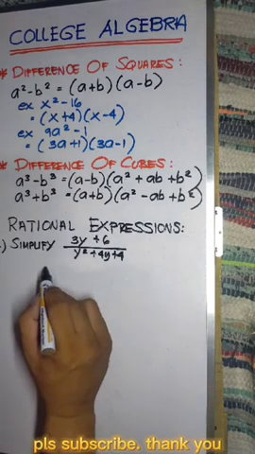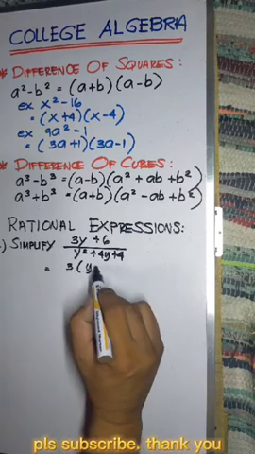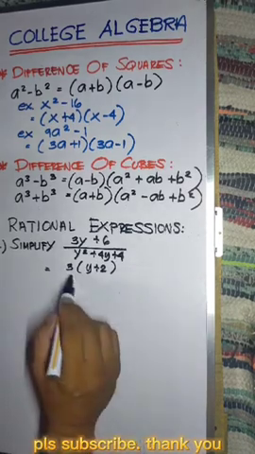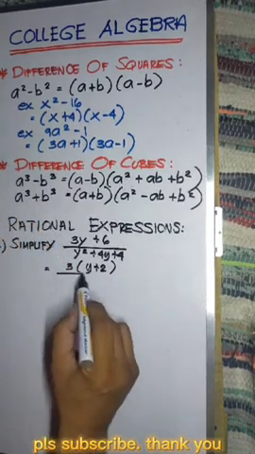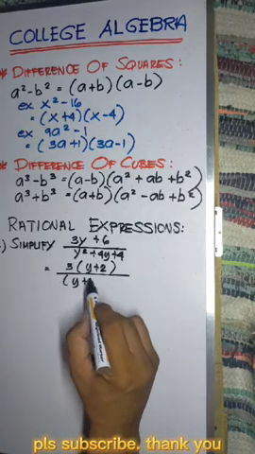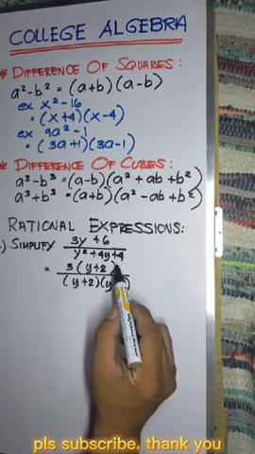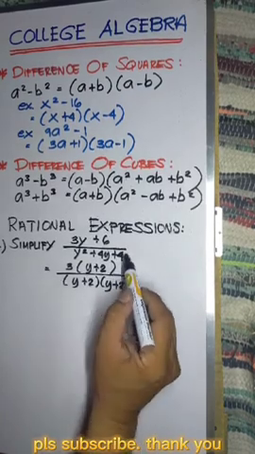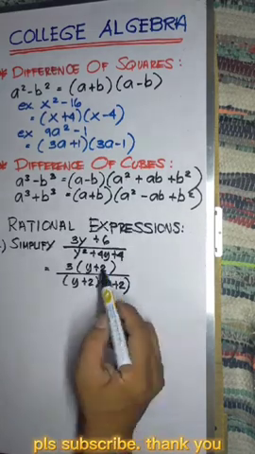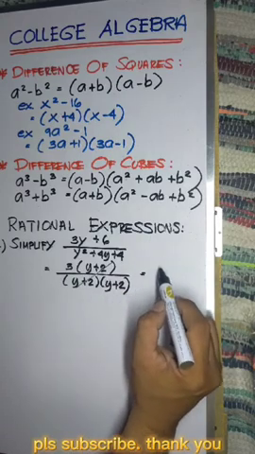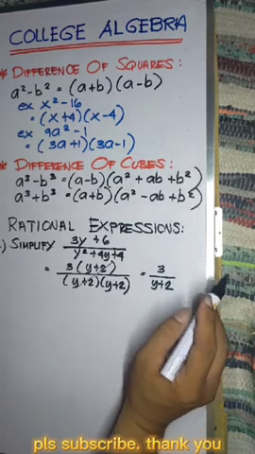So first, we factor this one. The common factor is 3, so 3 times y plus 2. And this one, based on what we discussed a while ago, will become y plus 2 times y plus 2. So where did I get this? Here, when you multiply 2 times 2, that will become 4, and you add 2 plus 2 equals 4. That's why it's y plus 2 squared. So cancel out, and the result will be 3 over y plus 2.